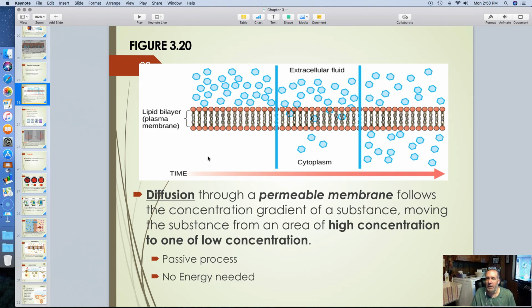And ultimately, what's going on here is that we're seeking balance. So if there's a higher concentration there and you have a semi-permeable membrane, these molecules are going to diffuse through the membrane from the outside to the inside over time until the concentrations are equalized on the outside and the inside. Again, this is a passive process. No energy is required. It just happens because there's a difference in the concentration gradient. So that would be a type of passive transport called diffusion.